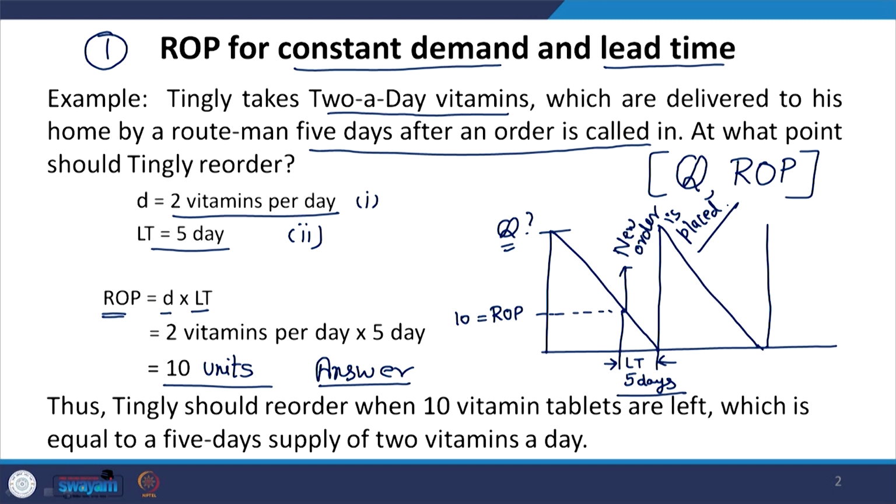So, you will place a new order of Q quantities whenever 10 units are left in your stock, and these 10 units are going to survive for the remaining 5 days, and at the end of 5 days you will receive a new supply for which you have placed the order, that is of Q quantities. So, that is the simplest case for this reorder point calculation, where demand is constant and lead time is also constant. Now, let us see some variation.